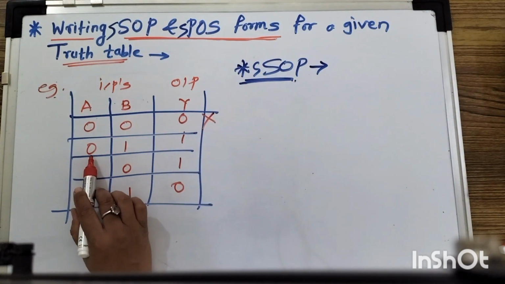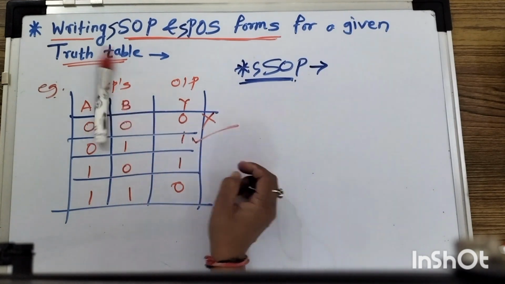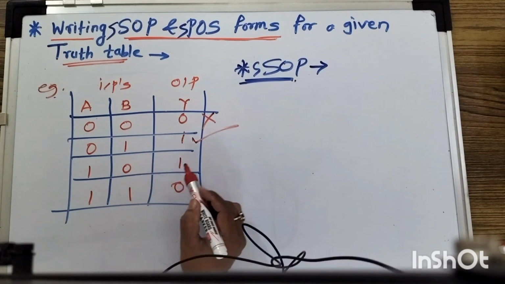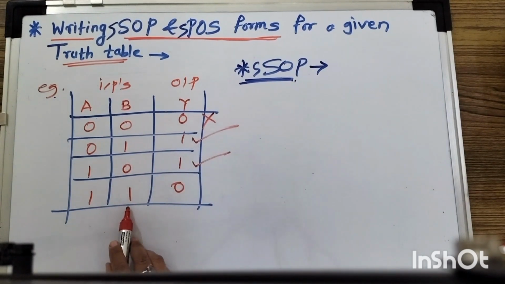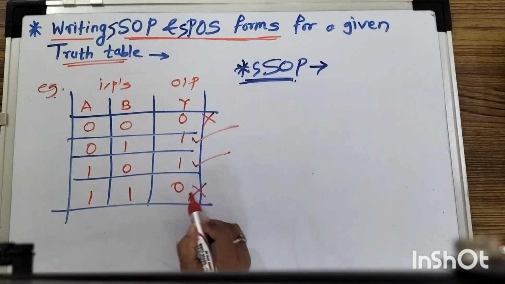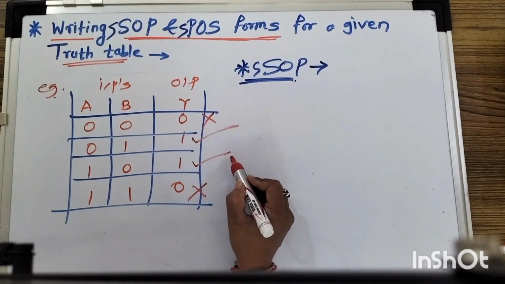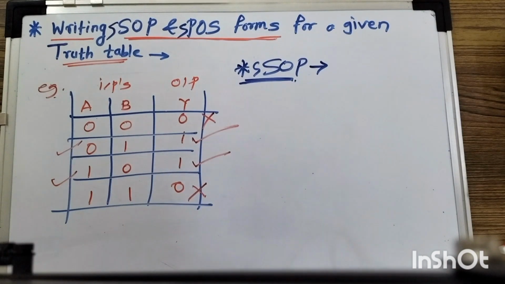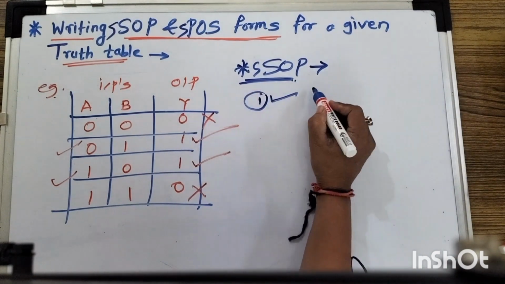For the second combination, 0 1, the output is 1, so consider this. Then the third combination, 1 0, the output is 1, consider this. And for the last combination, 1 1, the output is 0, so don't consider this. So we have to consider only these two combinations of inputs for which our output is 1. So now the first step is done. Now what is the second step?